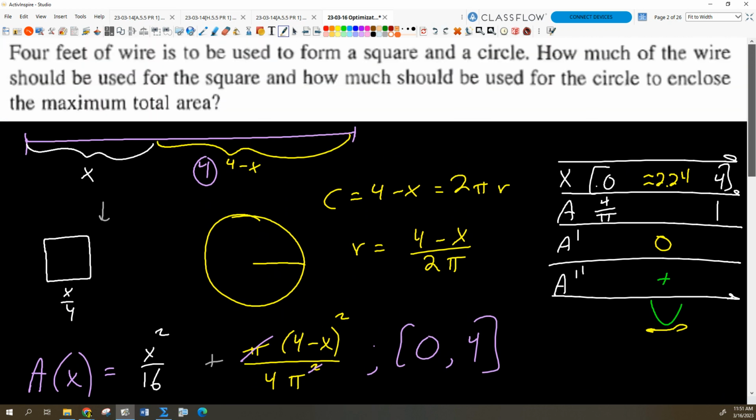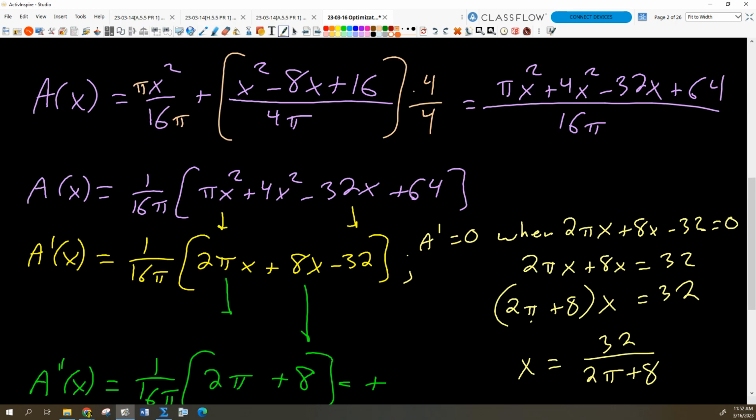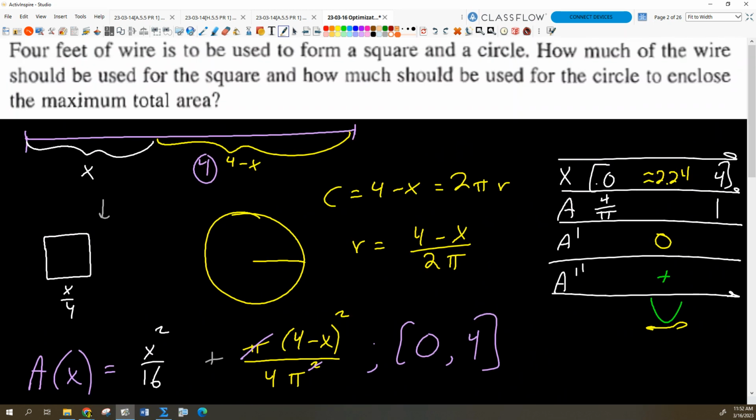But isn't that interesting? If I let x equal 0, the white area, well, what's the white area? That's the square, right? That's the piece we use for the square, goes to 0, and it's all circle. If I let x equal 4, clear down here, then the yellow part goes away, and it's all white area, which means it's all square. So when it's all square, when x is 4, the area is 1. When it's all circle, the area is 4 over pi. Your intuition probably told you this from the start. What's the most efficient way to enclose the most area there? Bend it into one big circle, because circles are more efficient than squares at enclosing area, right?